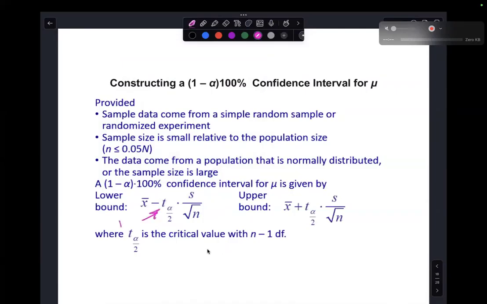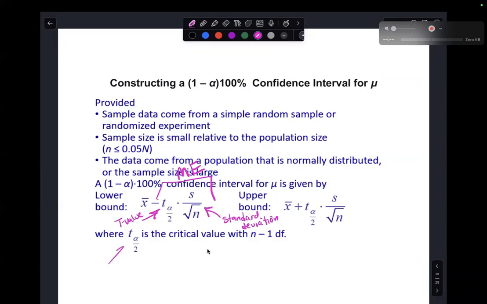This right here is the t-value, and that's with n minus 1 degrees of freedom. And we're going to cut it in half because it's two tails. Once again, if I have a 95% confidence interval, we're going to cut that 5 in half and use 0.025. This right here is the standard deviation. The whole thing together is my margin of error. So I'm going to take my sample mean and add the margin of error, and subtract the margin of error.